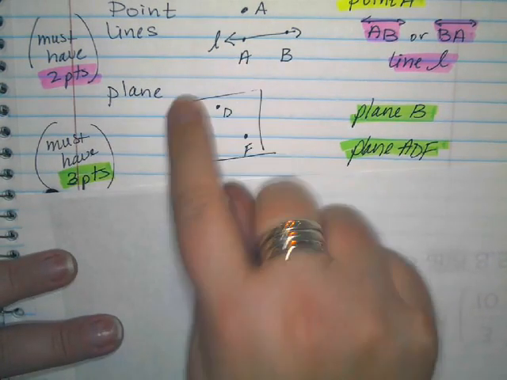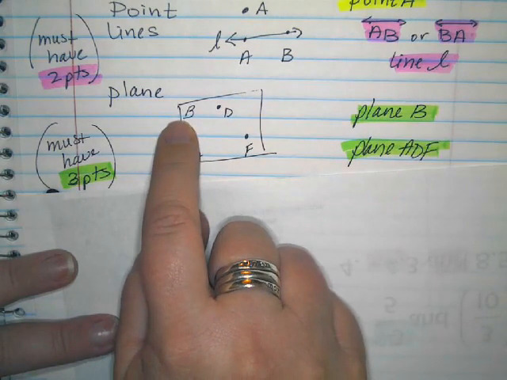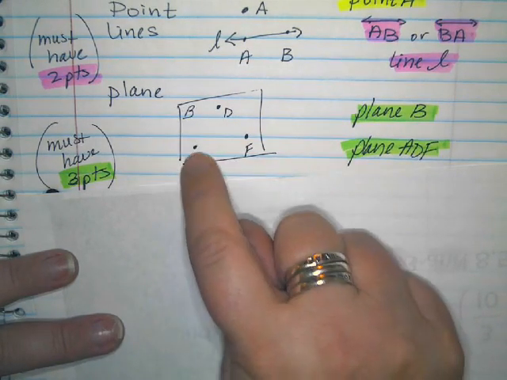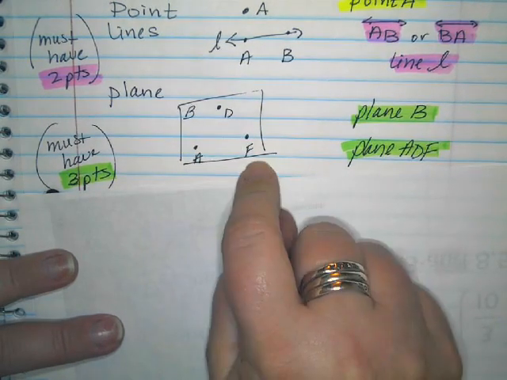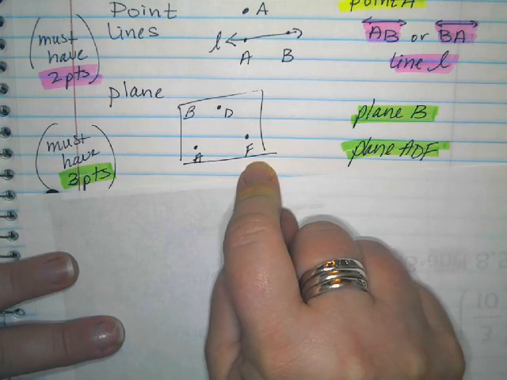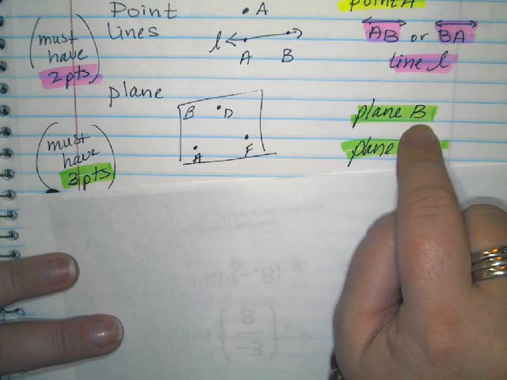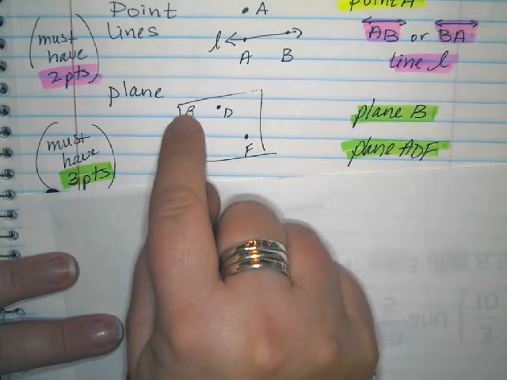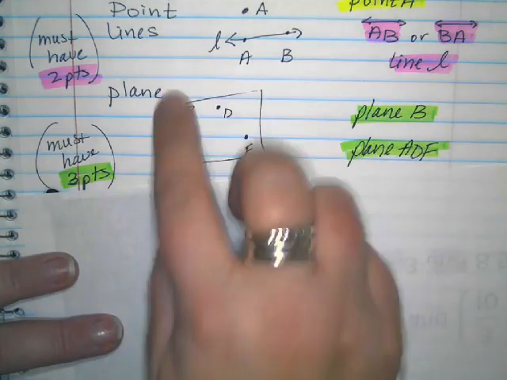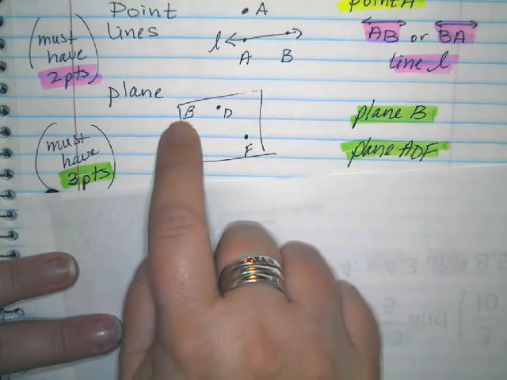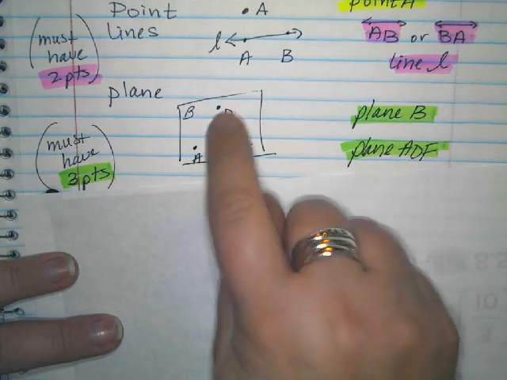And the last one there is a plane. And a plane is like a piece of paper. And right here, I have this called plane B. And then I have 3 points inside of here. I have a point A, a D, and an F. So in order to name this plane, there's 2 ways that I could name a plane. I could call it plane B, because this here in the corner, this plane is called B. It doesn't have a point associated with it. It's just saying that this whole piece of paper here is called B. I could also call it plane ADF.